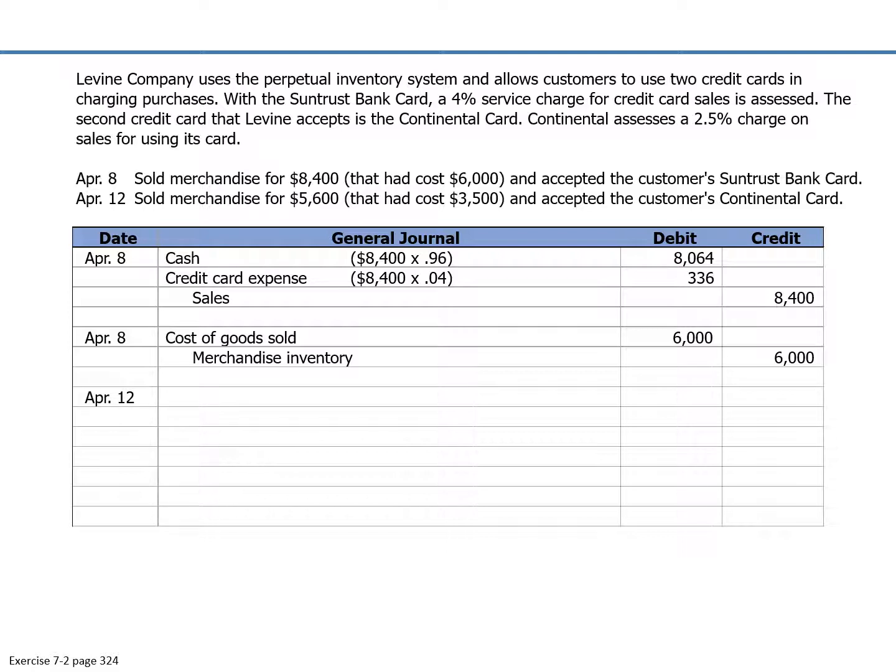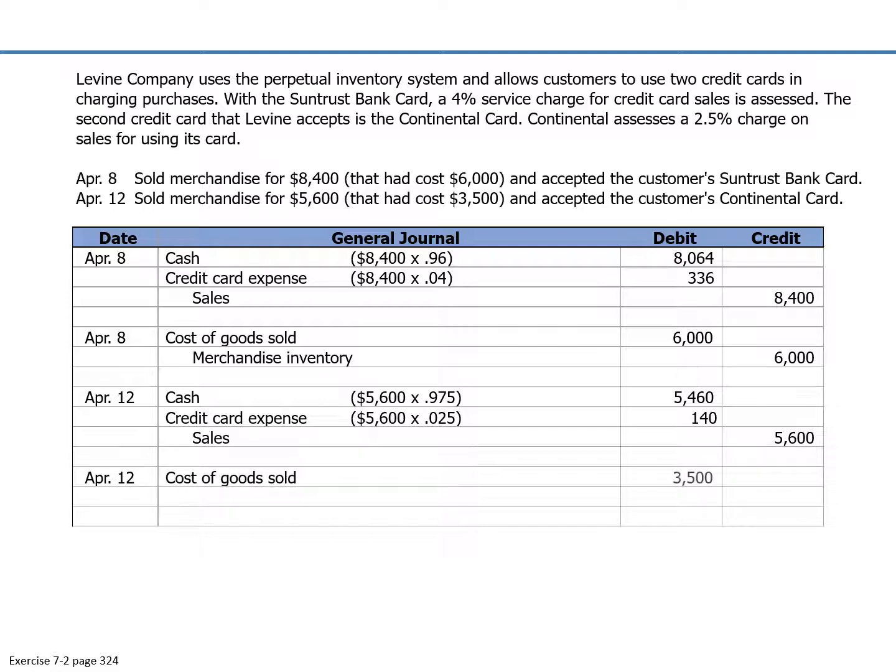Then on April 12th, we sold merchandise for $5,600 that had a cost of $3,500 and accepted the Continental Card. So we record our sale of $5,600. Continental Card charges a 2.5% fee. So credit card expense is going to be $5,600 times 0.025 or $140. Cash for the difference, right? Then we also have to record the cost of the goods we sold. So we're going to debit cost of goods sold for $3,500, and we're going to credit merchandise inventory for $3,500. Okay?